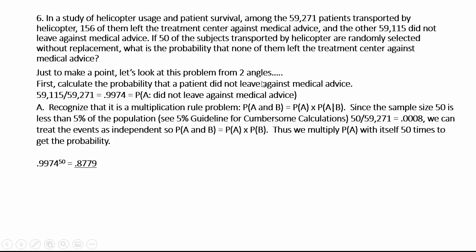Now, the one thing you've got to note in here, because there is a little tricky part of this question, is that it throws in this thing, without replacement. Okay, it's probably in here to throw you off. Because we have this little rule, and if you've read it in your readings at all, it's called the 5% guideline for cumbersome calculations rule, which mainly says if the sample size, which is 50 in this case, is less than 5% of the population, and 50 is less than 5% of this 59,271, right, we can treat the events as being independent, okay?